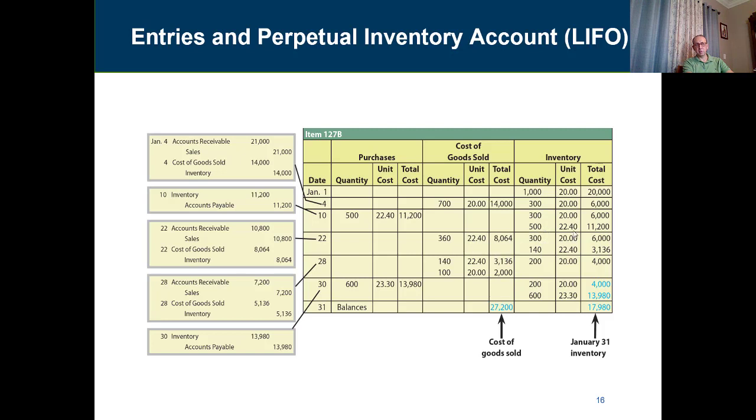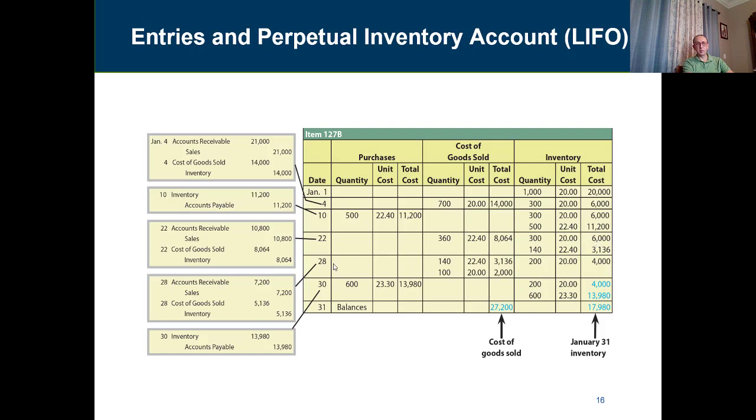So we take 360, and the cost assumed is going to be the latest cost, which is $22.40, because we're using the last in, first out. So 360 multiplied by $22.40, and that would be $8,064. So if we took 360 out of the 500, the remaining is 140. So 140 at $22.40, and that total is $3,136. And then the original batch stays as is: the 300 multiplied by 20 for a total of 6,000.